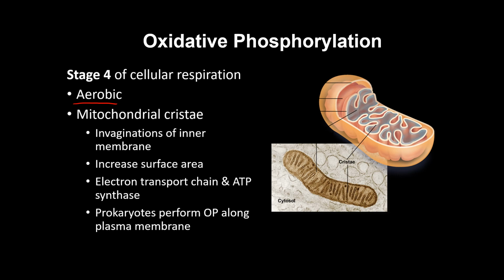And it occurs, as I said earlier, on the little invaginations of the inner membrane of the mitochondria, so on the cristae. And so if you think about it, you can understand now why we have these invaginations. We're maximizing the surface area. The more invaginations we have, the more machines we can fit on the membrane, and the more ATP we can make. Okay?